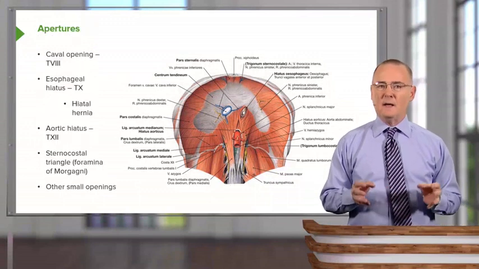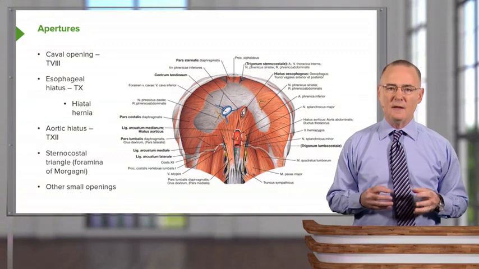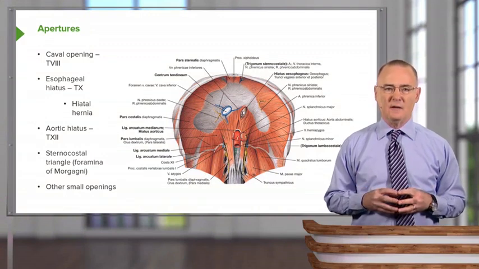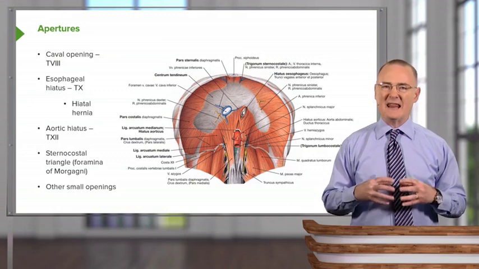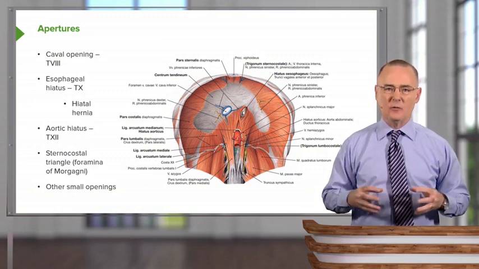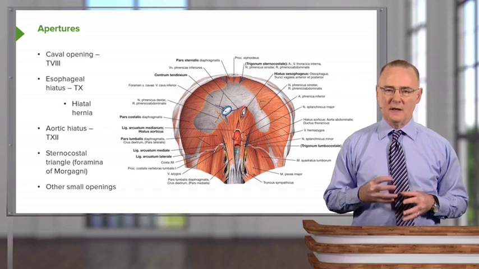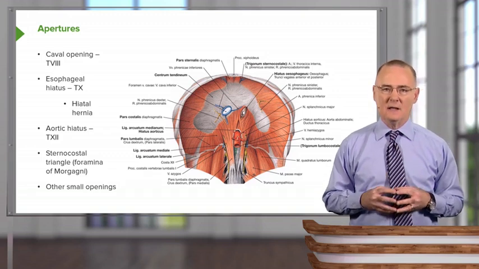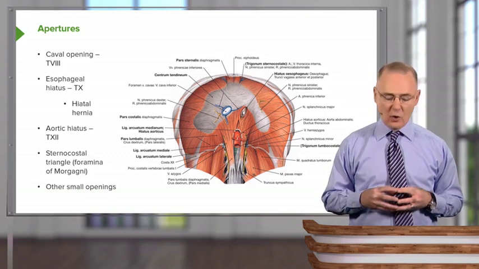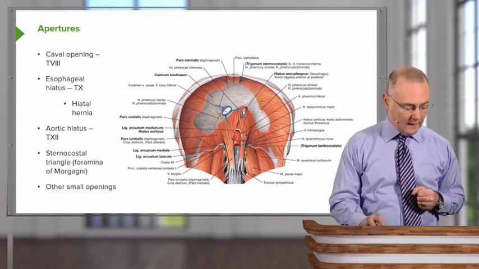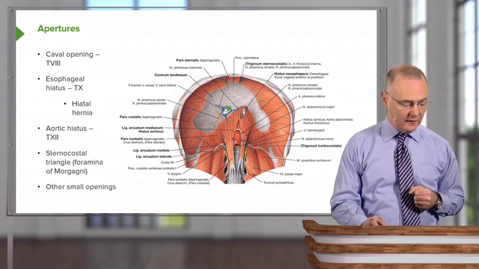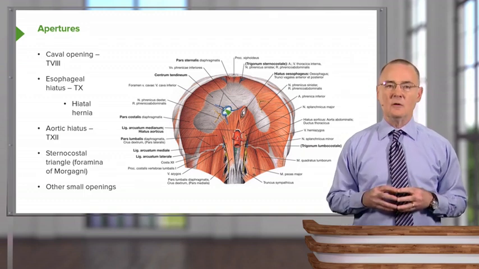There are openings or apertures within the diaphragm. Our focus here is on, at first here, the three largest openings, and these will transmit structures so that you can have structures traveling from the abdominal cavity into the thoracic cavity or vice versa. The first opening here to take a look at is this area here. This is the caval opening.